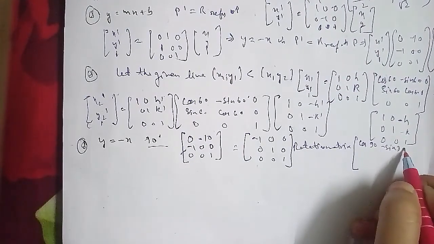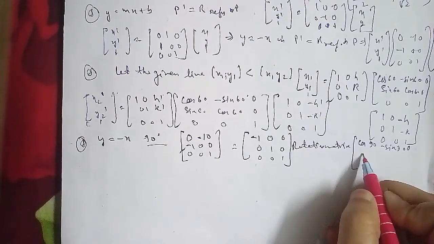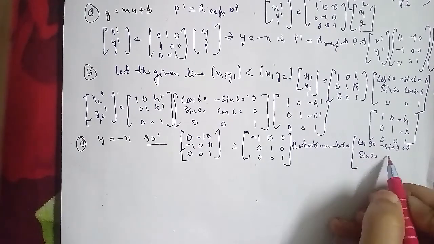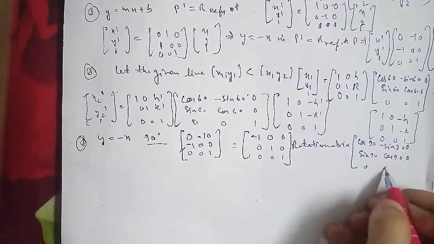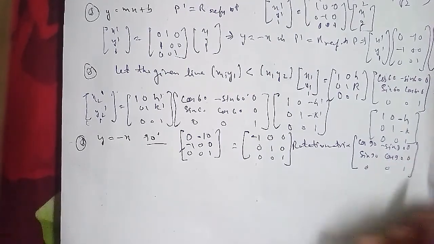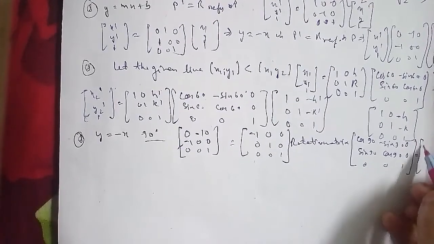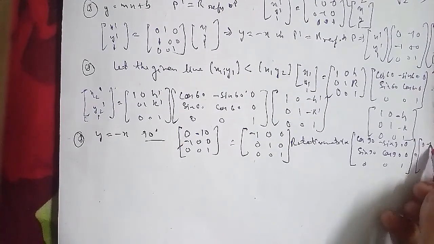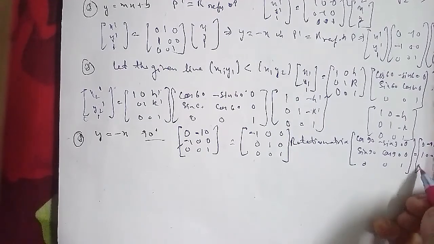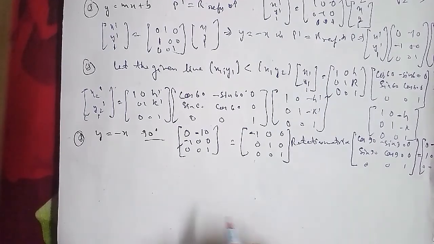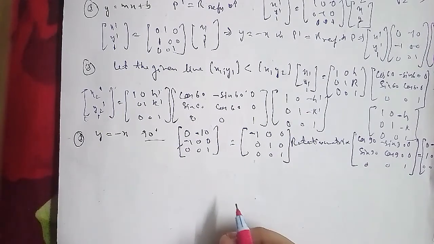times minus 1 0 0, then 0 1 0, and of course 0 0 1, which gives 0 minus 1 0, minus 1 0 0, and 0 0 1. So this is equal to the transformation matrix for the reflection about the line y equals minus x. Now we'll go ahead to discuss another question.